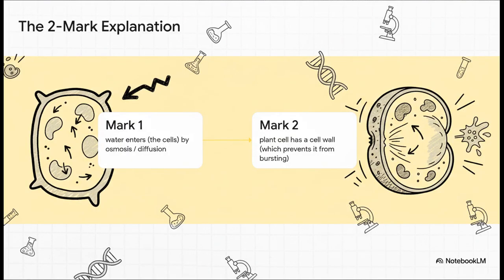And here it is, the perfect 2-mark answer, straight from the people who write the exams. Point number 1, you've got to say that water enters the cells by osmosis. That's your first mark. And for the second mark, it all comes down to that key difference. The plant cell has a strong cell wall, and that's what stops it from bursting. Boom, 2 marks. Simple as that.